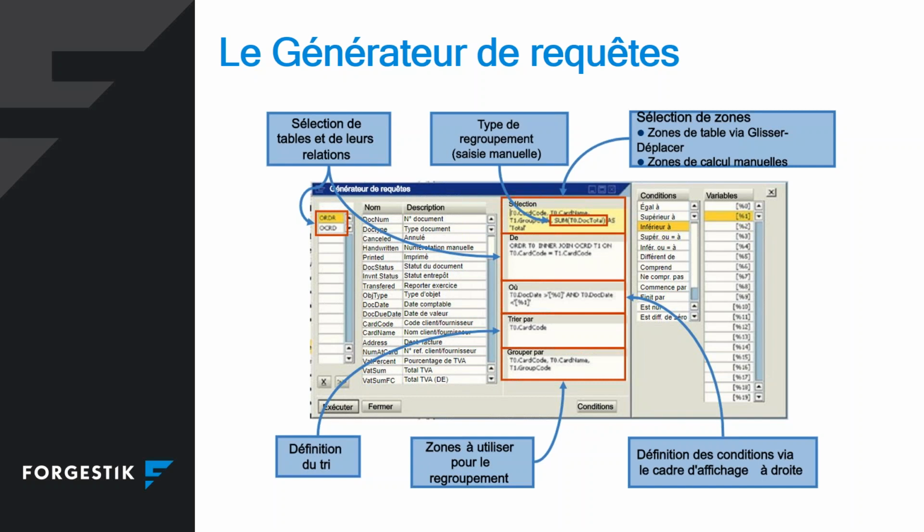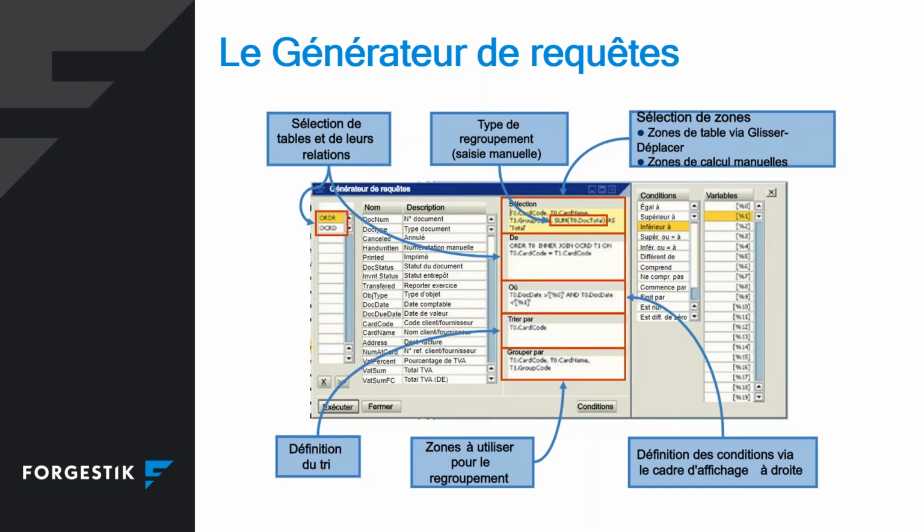This is where the query generator kind of helps us out. If you have your cursor in the selection field, the select field, as you start clicking on the fields, they will simply be part of the selection. The "de," which is from, that's actually all your joining of tables. Typically, you won't need to touch that in the query generator. That's actually the part of the syntax that the query generator will do for us.